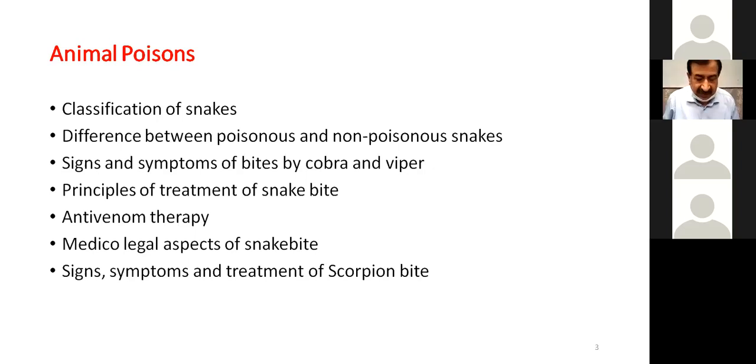Classification of snakes, difference between poisonous and non-poisonous snakes, signs and symptoms of bites by the cobra and viper snakes, treatment of the snake bite, anti-venom therapy, medico-legal aspects of snake bites, and the scorpion. In the last slides we describe the scorpion bite, signs and symptoms.